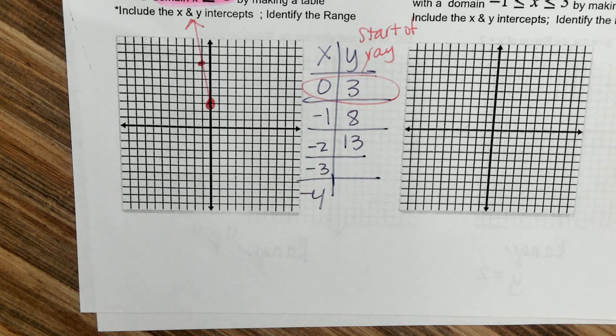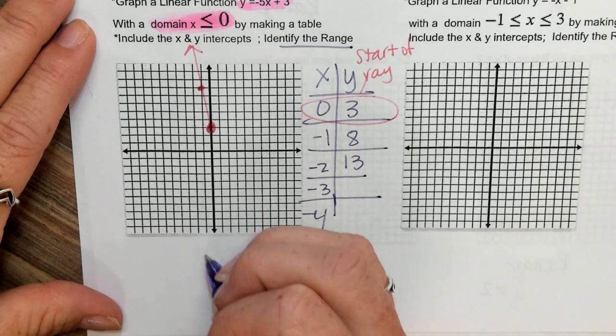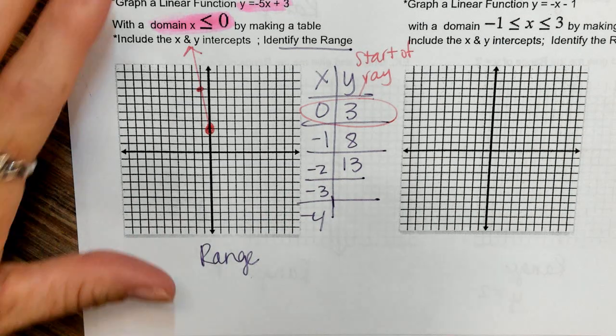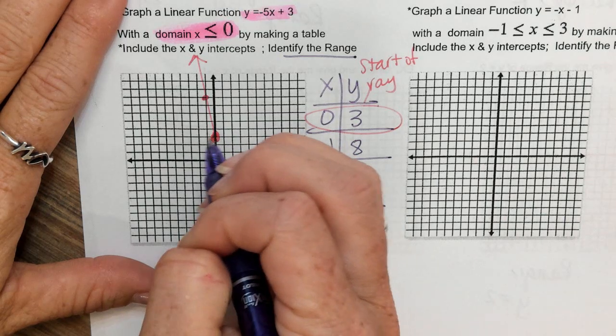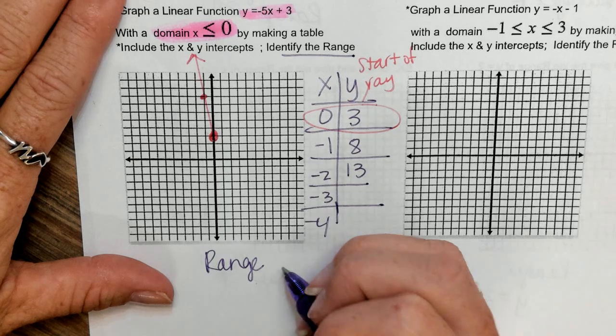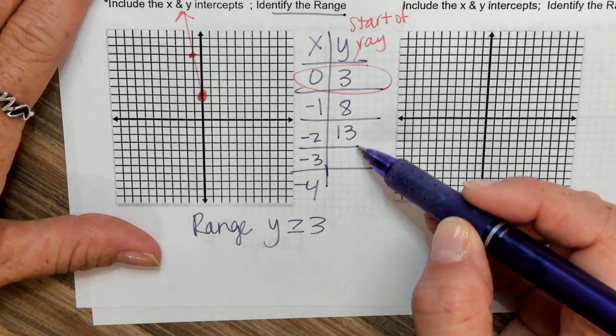Yes, are we good? I need to identify the range. So I'm looking for the y's. All the y's start here at 3, and do they get bigger or smaller? Bigger. So y is greater than or equal to 3. And you can look right here, your y's are getting bigger than 3.